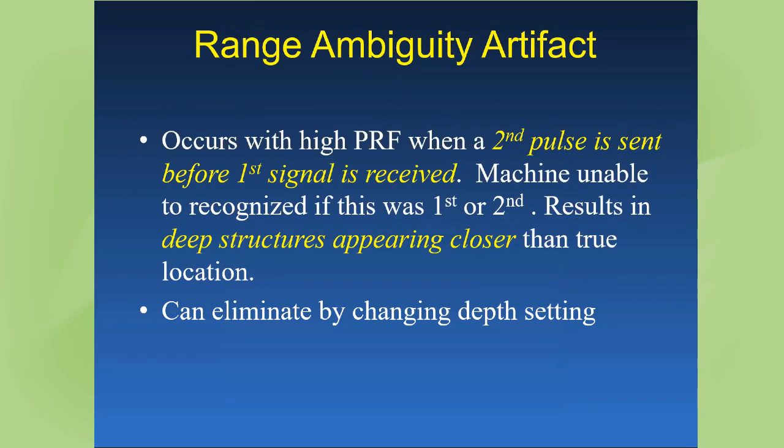Range ambiguity artifact has a similar idea in a sense. This occurs when there's a high pulse repetition frequency so that the depth is shallow, right? High PRF, shallow depth. And it's when a second pulse is sent out before the first signal is received back. And therefore the machine is unable to recognize, was that signal associated with the first or the second? And it misaligns it. It says, oh, must have been with the second, the one that I just sent out. It just came back already. But boy, that was quick. And so this results in a deep structure appearing closer than the true location. And this deep structure can even be outside or deeper than the imaging sector.